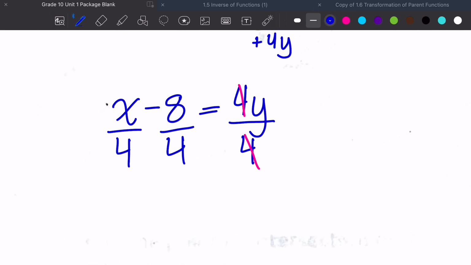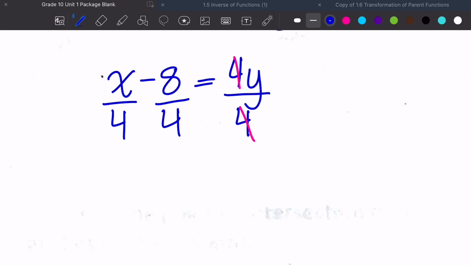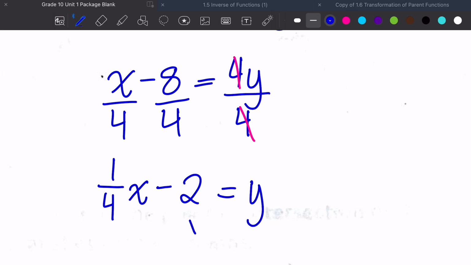And now my last step is I have to take each term and divide it by 4, which x over 4, that's just like saying 1 over 4. I can't simplify that any further. It's not a nice number, so I'm just gonna leave it as 1 over 4 and x. And then 8 divided by 4, that's nice. I can do that. That's just gonna leave me with minus 2. And that's gonna be exactly your b term, or your y-intercept, I'll say. And we can see this fraction here, that's gonna be my slope.